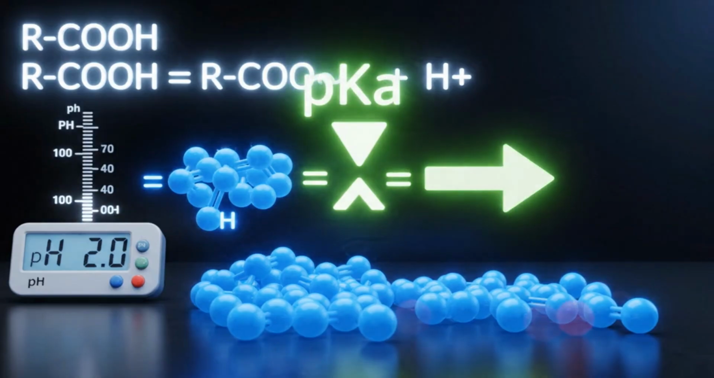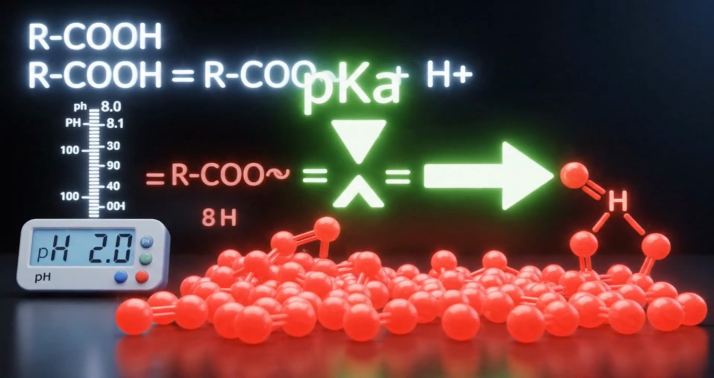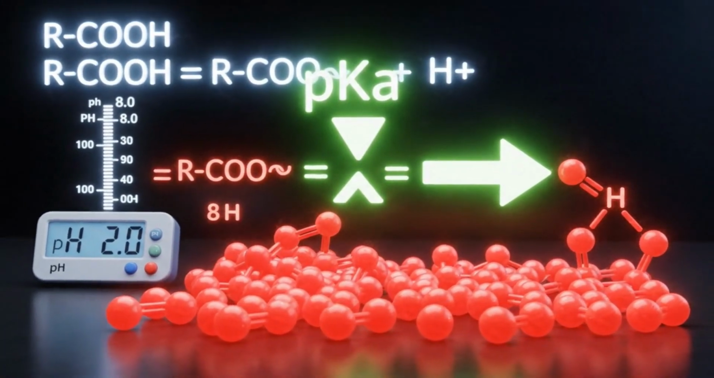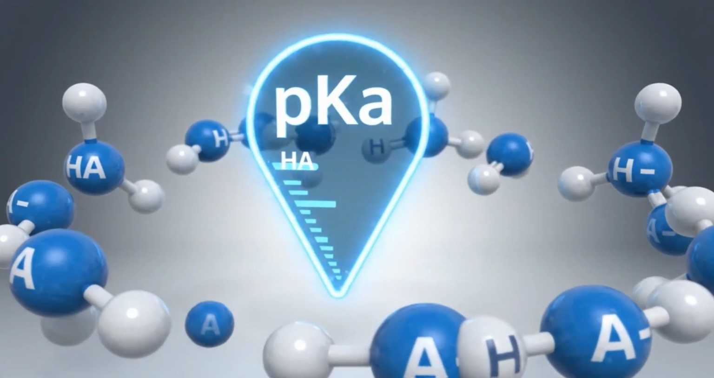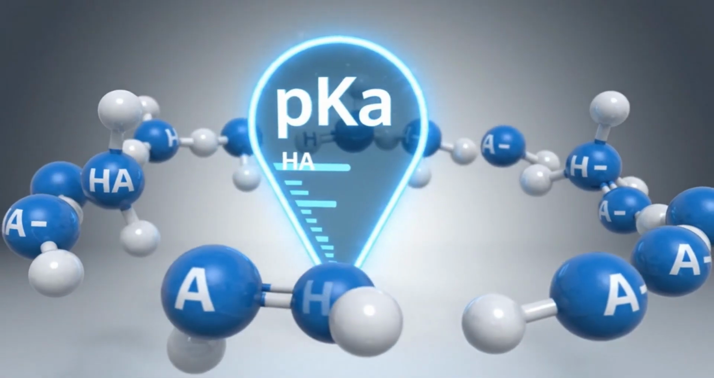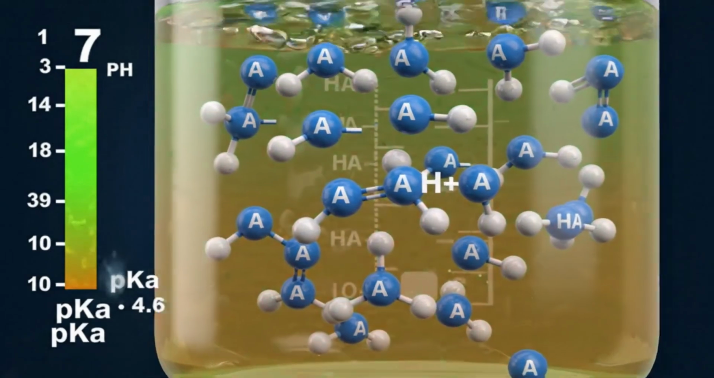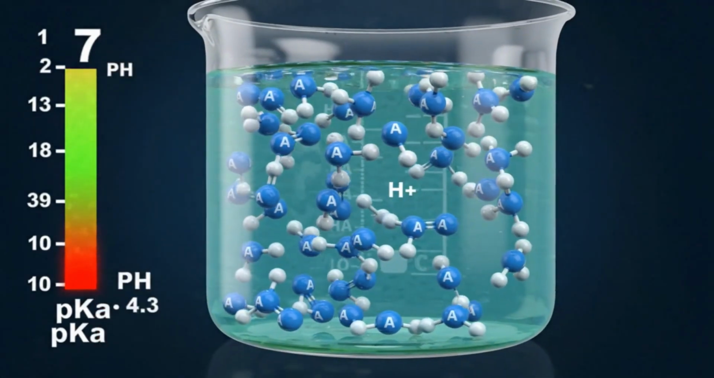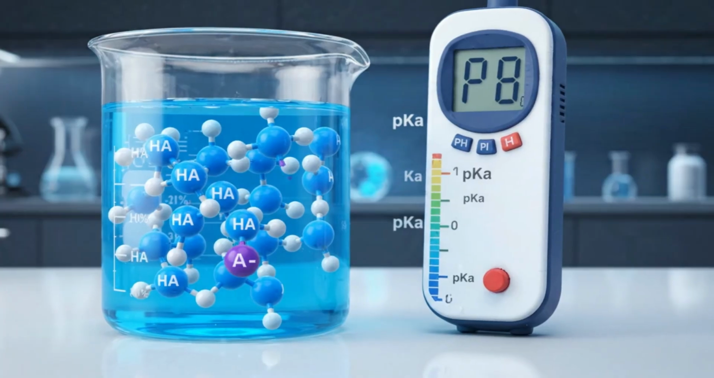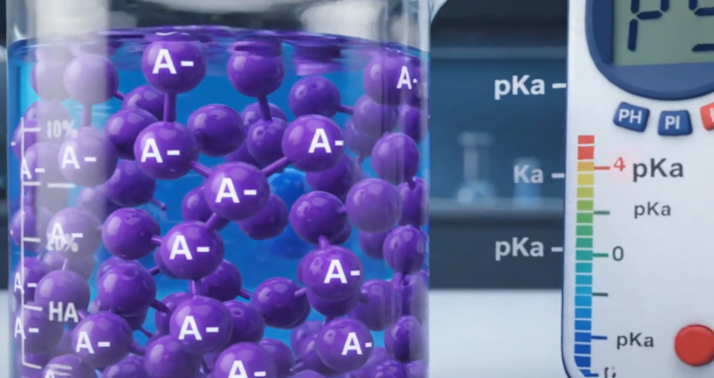The pKa tells us how readily an ionizable group gives up its proton. When pH equals pKa, the protonated and deprotonated forms are present in approximately equal amounts. Below its pKa, the protonated form generally predominates. Above its pKa, the deprotonated form becomes increasingly dominant.